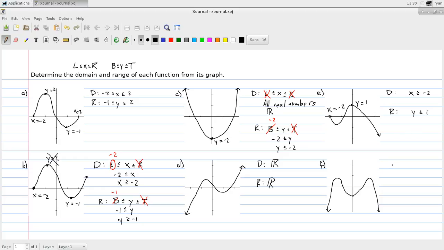Finally, on part F, we look at the domain. This is left and right. To the left, this arrow says the graph continues indefinitely. To the right, this arrow says the graph continues indefinitely in this direction also. So there are no restrictions, and so the domain is all real numbers. And the range, we look at the low point and the high point. These arrows say the graph continues indefinitely downward, so there is no bottom y value. The top y value could be either here or here, and those are both at approximately y equals 1. So our range is that y must be less than or equal to 1.